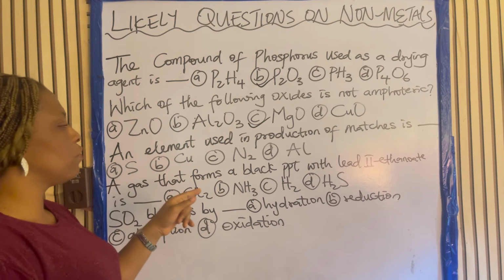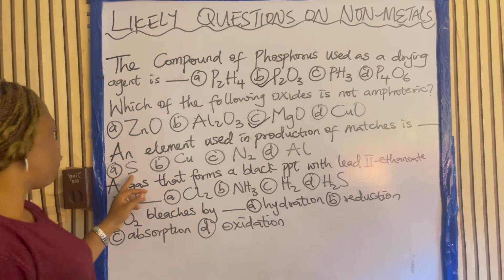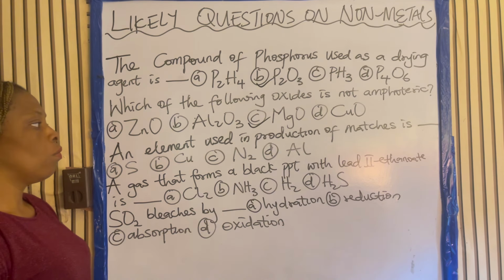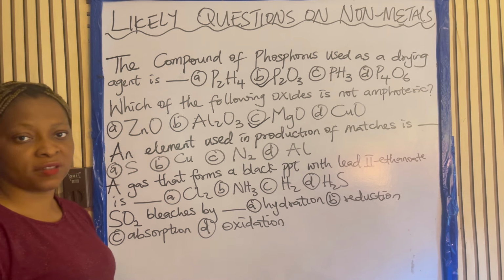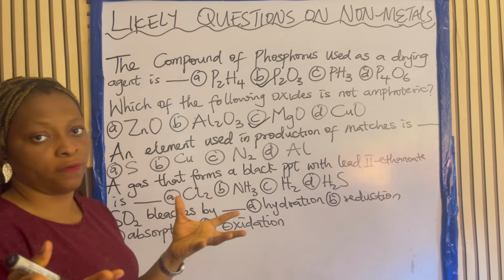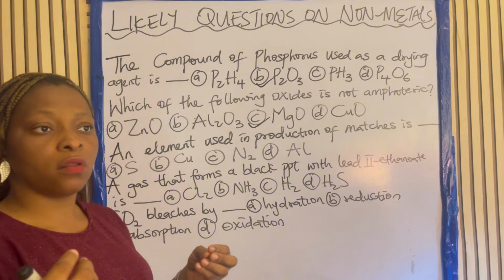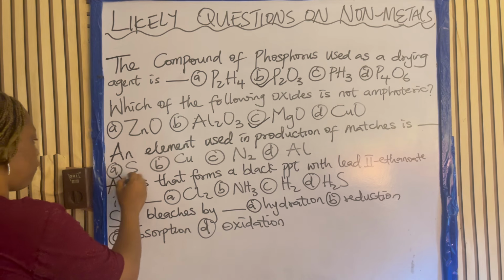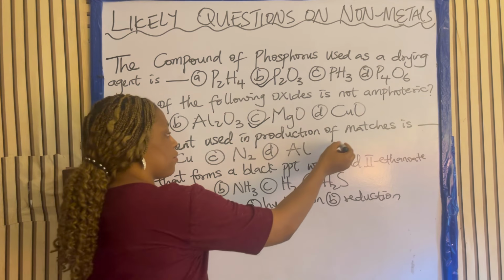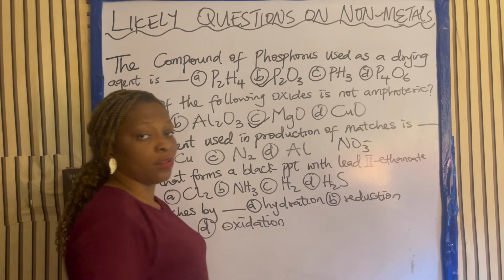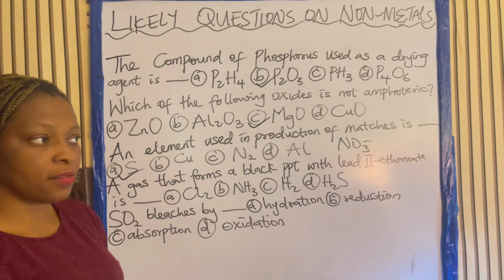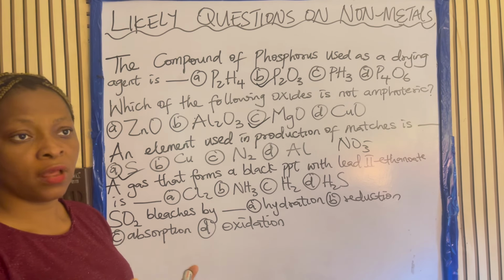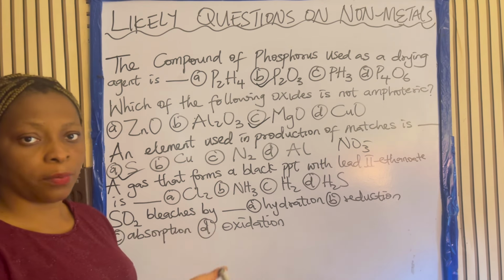Next, an element used in production of matches is sulfur, copper, nitrogen, aluminium. What we use in production of matches is something that is going to be explosive in nature. It's something that is going to ignite some fire, and that would be sulfur. We also use nitrates in production of matches as well. Please take note. Sulfur and nitrates are the two ingredients we use in production of anything that is going to catch fire, like explosives.